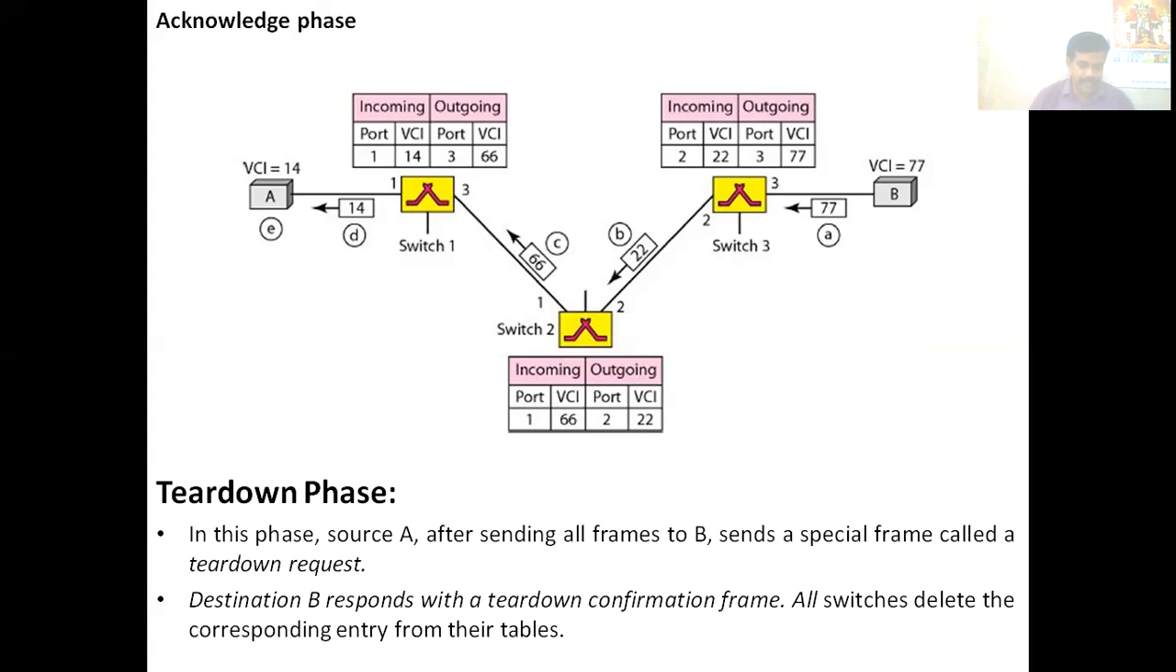So we have studied 3 types of switching: circuit switching, packet switching, and message switching. In packet switching, there are 2 types: one is datagram network and another one is virtual circuit network. Circuit switching occurs in the physical layer, datagram network occurs in the network layer, and virtual circuit switching occurs in the data link layer.